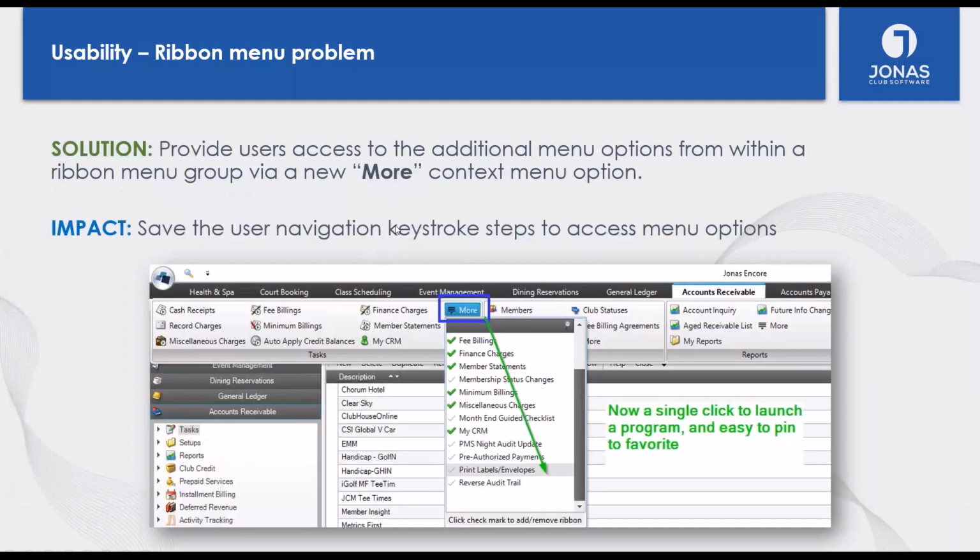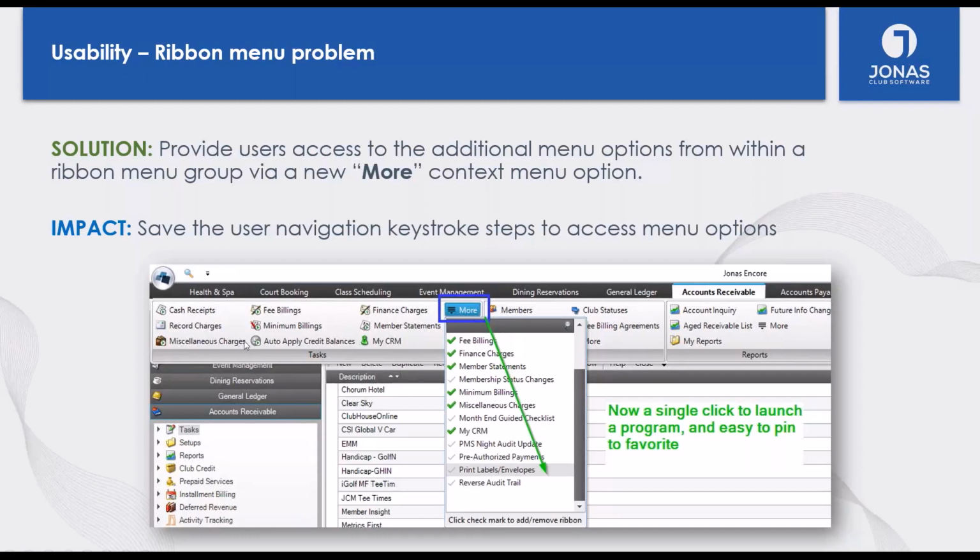So we wanted to make an improvement there. And what we've done is, once a user has the Clearview preference theme enabled, the additional options menu would be replaced with a more menu within the grouping area of that module menu, so within the ribbon. So I have all my favorite programs still pinned, and you'll notice now that I have a more menu that allows me to do a quick single click to access that print labels and envelopes program, as opposed to hovering my mouse and moving it all the way to that far right additional options menu.